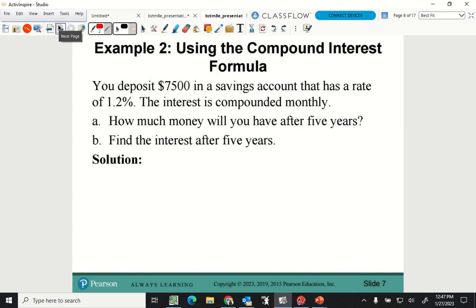You deposit $7,500 in a savings account that has a rate of 1.2%. The interest is compounded monthly. How much will you have after 5 years? I'm going to write out the formula first. A equals P times parentheses 1 plus R divided by N. You're going to put that in as a fraction. N times T.